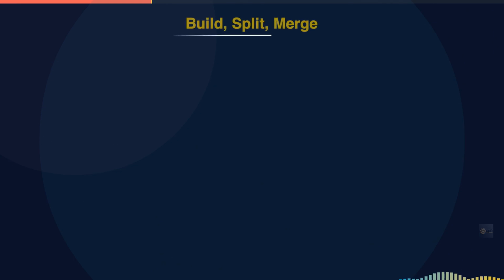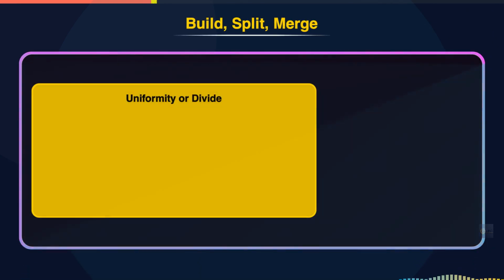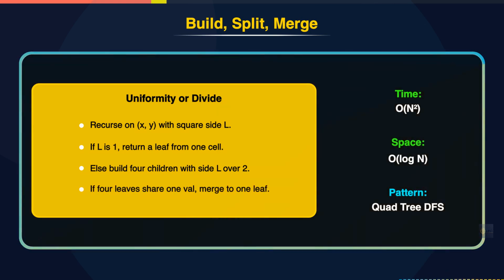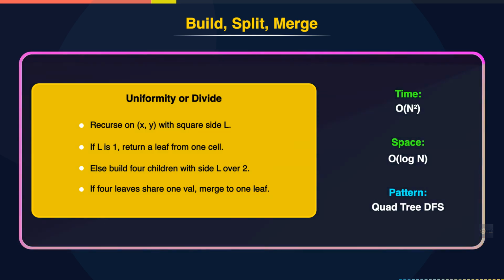For our strategy, we use depth-first recursion on the current square. The helper knows the top left corner row and column, plus the side length. If the side length is 1, we read that single cell and return a leaf. Otherwise we split the length in half, recurse on the 4 quadrants, then try to merge.